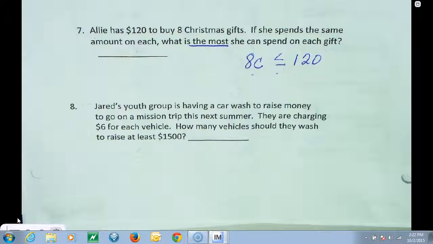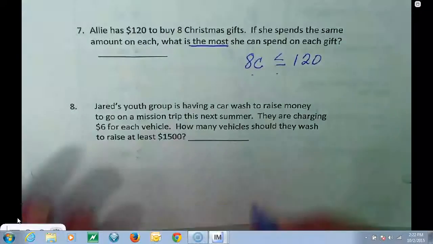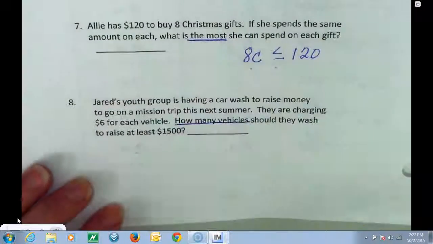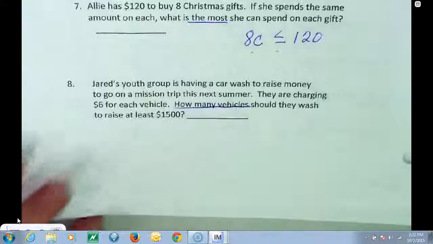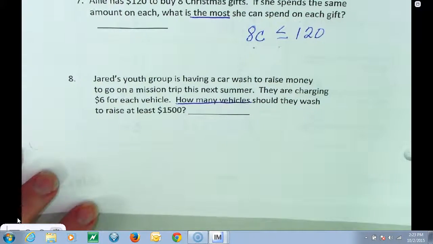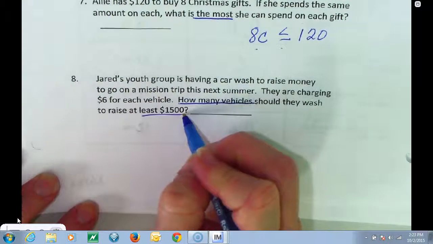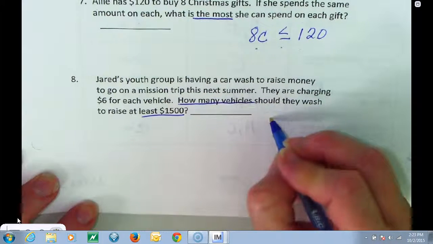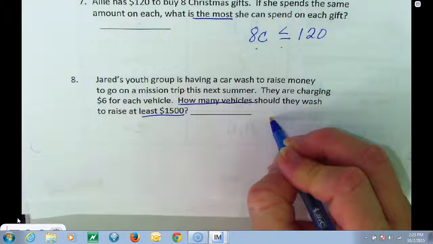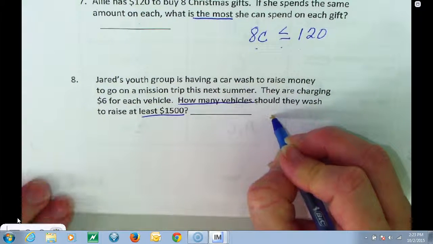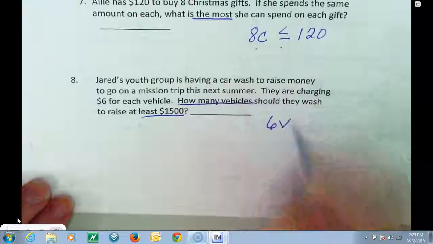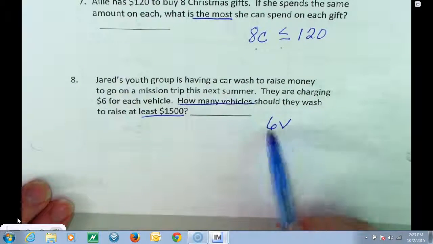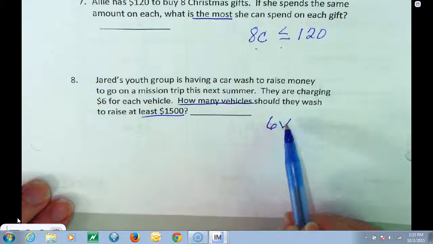Jared's youth group is having a car wash to raise money to go on a mission trip. They're charging $6 for each vehicle. How many vehicles, everybody underline that. How many vehicles, that's what we're trying to find out, should they wash to raise at least $1,500? So what are they charging per vehicle? 6V. So they're charging $6 for every vehicle.